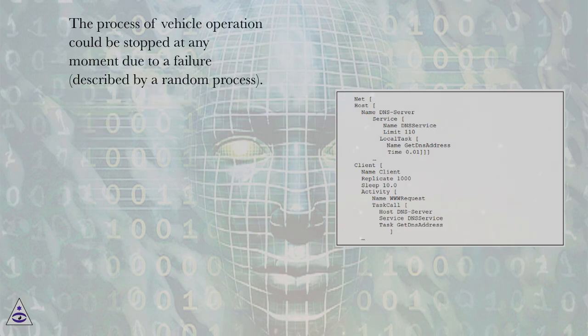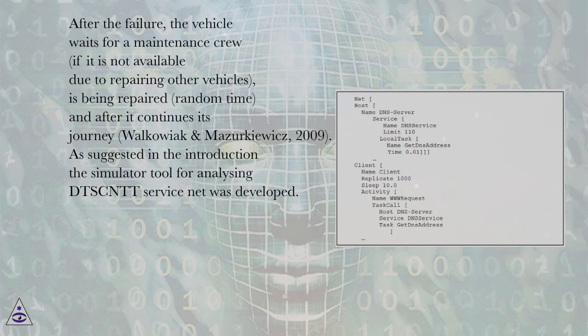The process of vehicle operation could be stopped at any moment due to a failure, described by a random process. After the failure, the vehicle waits for a maintenance crew. If it is not available because it is repairing other vehicles, the vehicle is repaired, for a random time, and after that it continues its journey. Wachowicz and Mazurkiewicz, 2009.